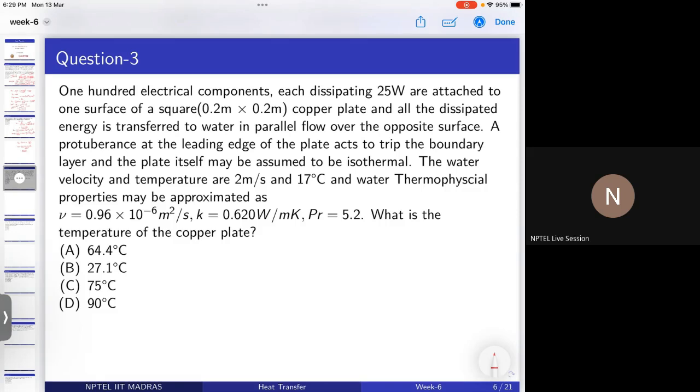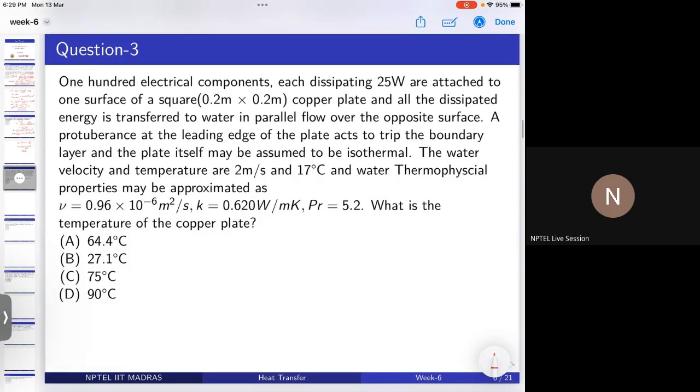Okay, so I hope you understood the question. We have a surface onto which 100 electrical components are attached, each dissipating around 25 watts. That is, Q is equal to 25 into 100, which is 2500 watts. This is the heat that should be dissipated from the entire plate.